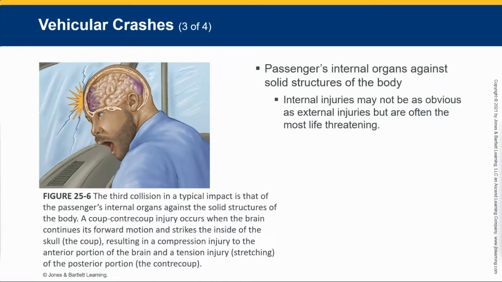You can look over here on your PowerPoint presentation. You can see that an example of that 3rd collision is what's known as a coup contre coup, and that's where the brain continues forward inside the skull and actually makes impact with the frontal bone and damages the brain itself, and then by stretching in the rear or even compressing and bouncing back, injury to the rear of the brain happens as well. It's a very, very serious injury.